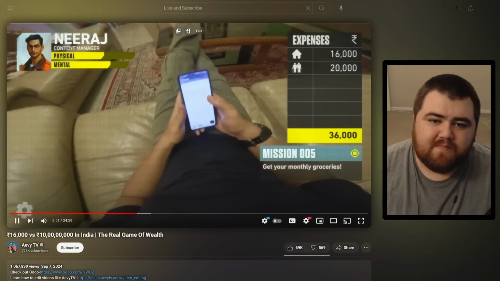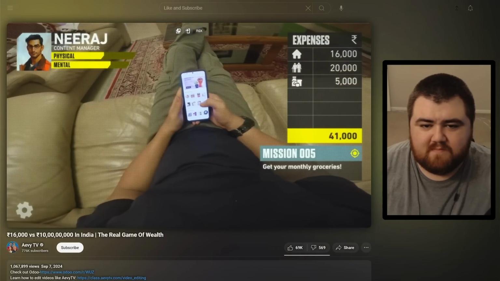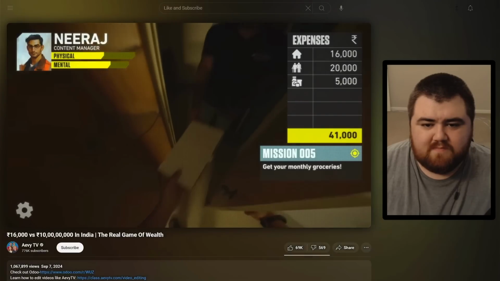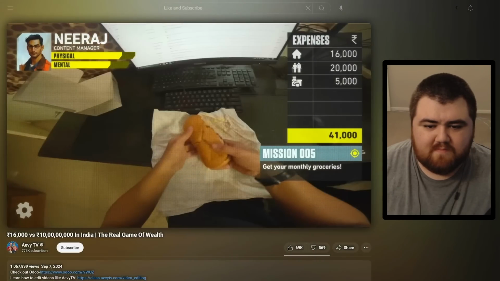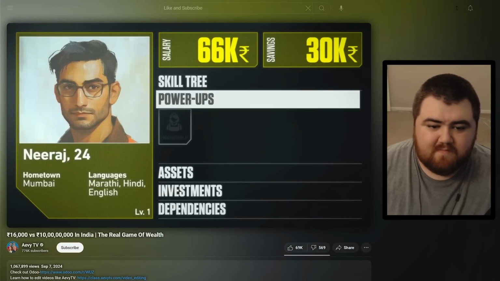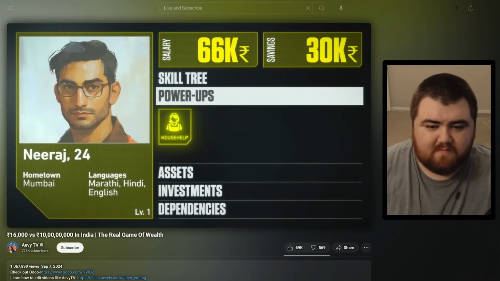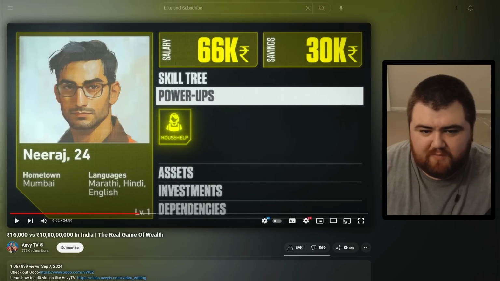Your groceries. Your monthly grocery expenses are 5,000 rupees. You're able to afford meals beyond rice and dal, and you also have access to luxuries like a house help. You and your flatmates use house help.